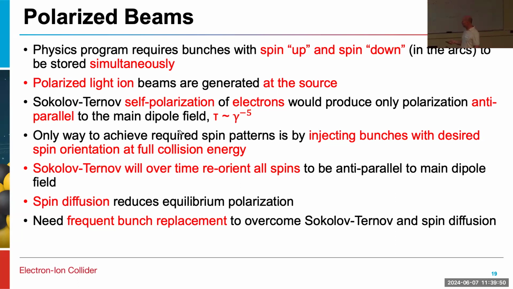So what we have to do is we have to frequently replace the bunches. We replace single bunches faster than Sokolov-Ternov can turn them in the opposite direction. So at 18 GeV, as I said, the Sokolov-Ternov time constant is 30 minutes. So if I replace my bunches every 2 minutes or so, then that's very short compared to the 30-minute polarization time that it takes to get them into the opposite direction. So effectively, I can generate bunch patterns both spin up and down in the machine.